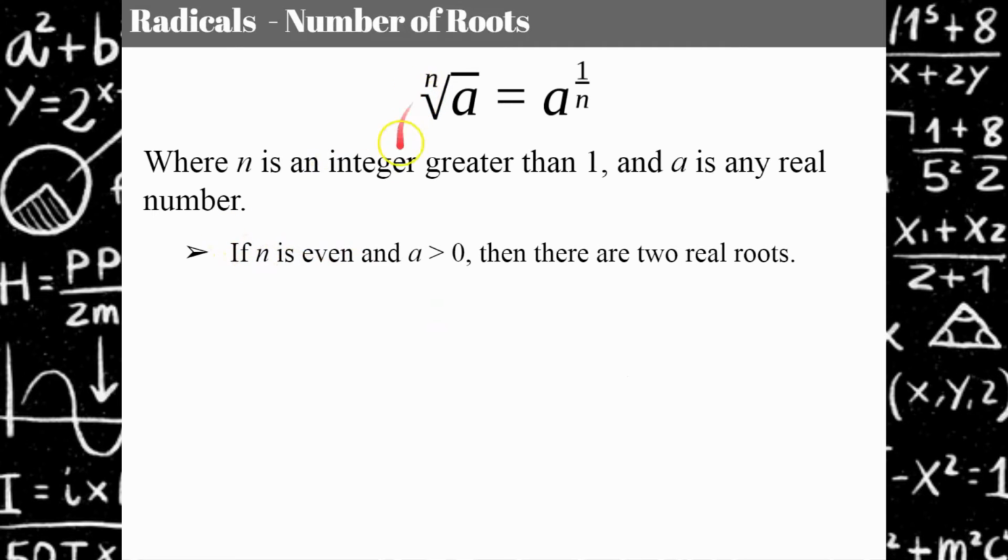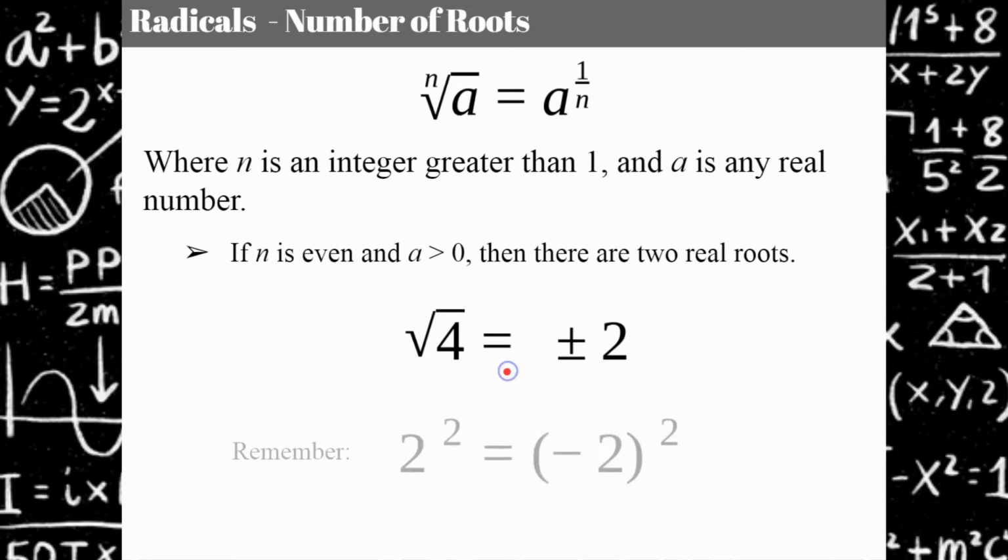If n, our index, is greater than 0 and even, then there are two real roots. So if you had the square root of 4, you could have positive and negative 2. Again, if you're asked to evaluate, you do not need to consider this. You only need to consider this if you're asked how many roots there are. So remember that 2 squared is equal to 4, but negative 2 squared is also 4. So therefore, there are two real roots, 2 and negative 2. Positive and negative 2. That's what this symbol means. It could be positive 2 or negative 2.